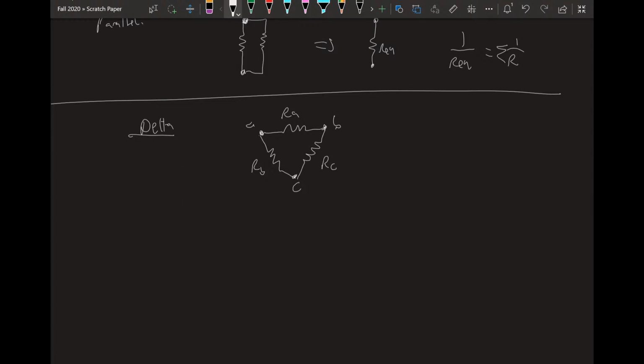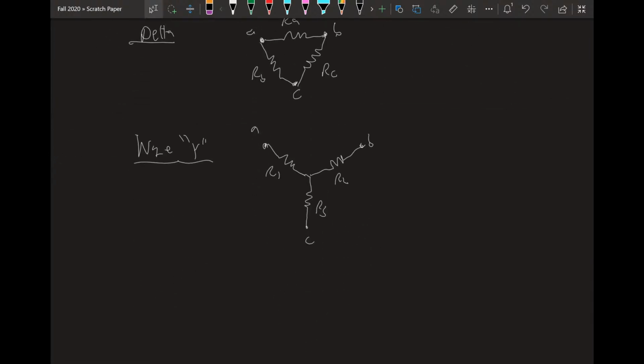And the Y circuit, or Y, it looks like, well, a Y. We'll call these R1, R3, and R2. So this is the delta and the Y.